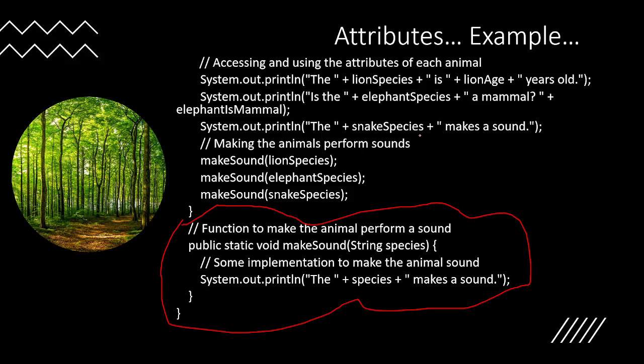Okay, but all the functions by default would be static, as main is static, and the property of static is static can access only static. So you have to make everything static if you want a static method to access other attributes. Okay, so we are calling make sound with lion species, elephant species, and snakes. We are passing them on, and we are just printing whether they make sound or not. The species make a sound, that is, the elephant makes a sound, the lion makes a sound, snake makes a sound, and so on.